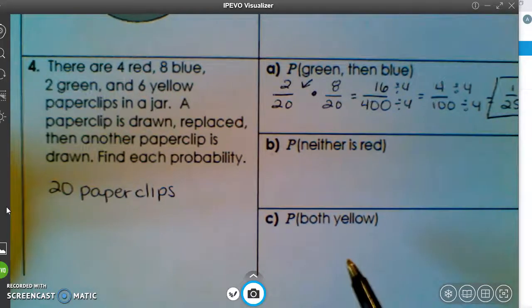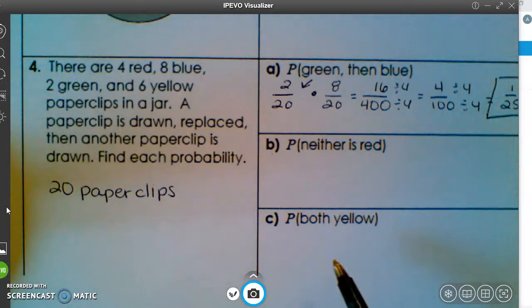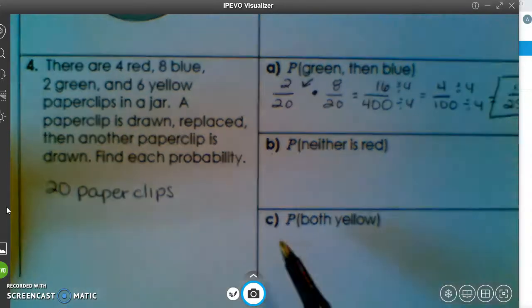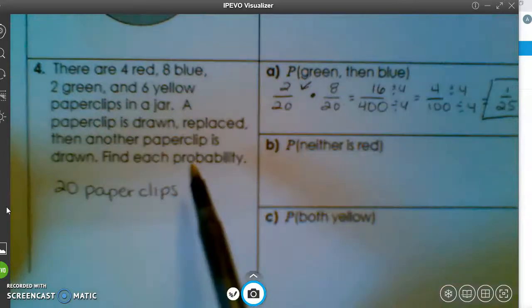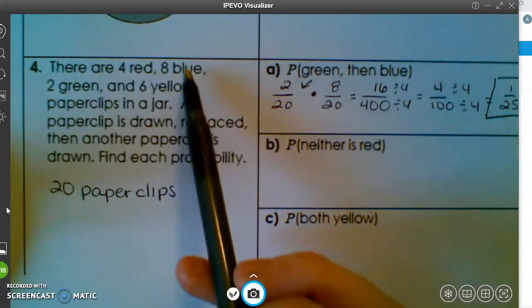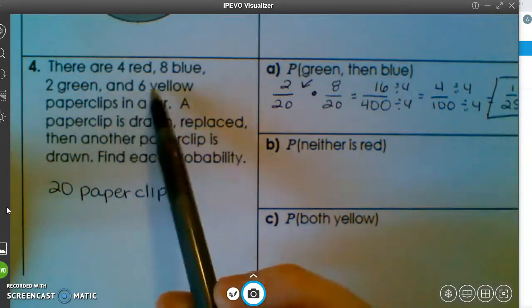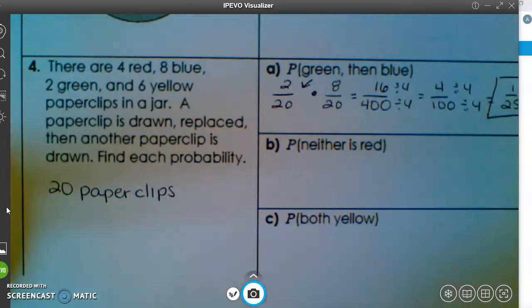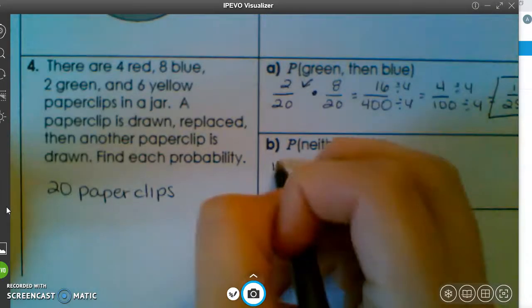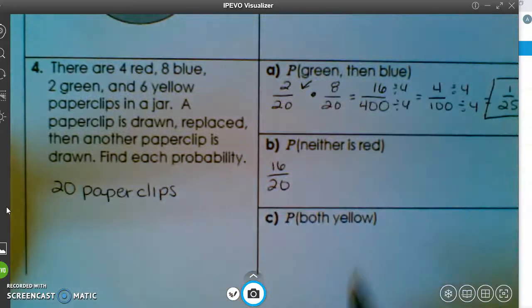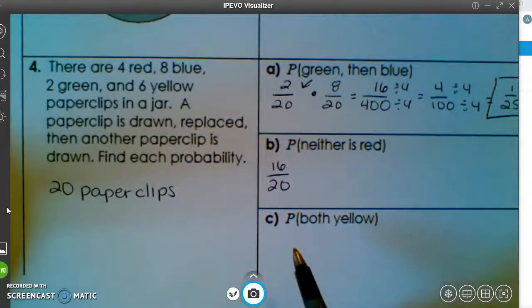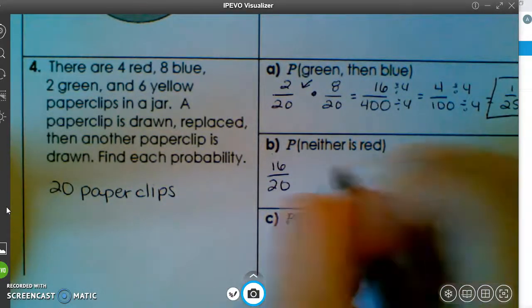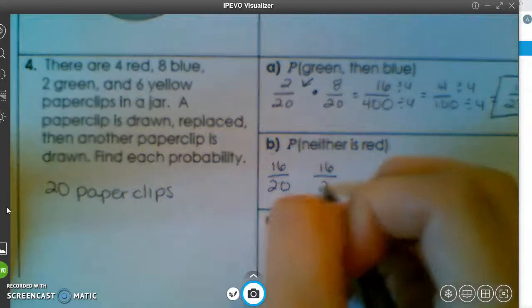So we're fine with everything but red. And neither means both times. So we don't want red the first time. Well, how many options would give us anything but red? Well, we've got 8 blue, 2 green, 6 yellow. So there's 16 options that are not red. So for the first time, I've got a 16 out of 20 chance. With the second one, again, I don't want red again, so it's another 16 out of 20 chance.